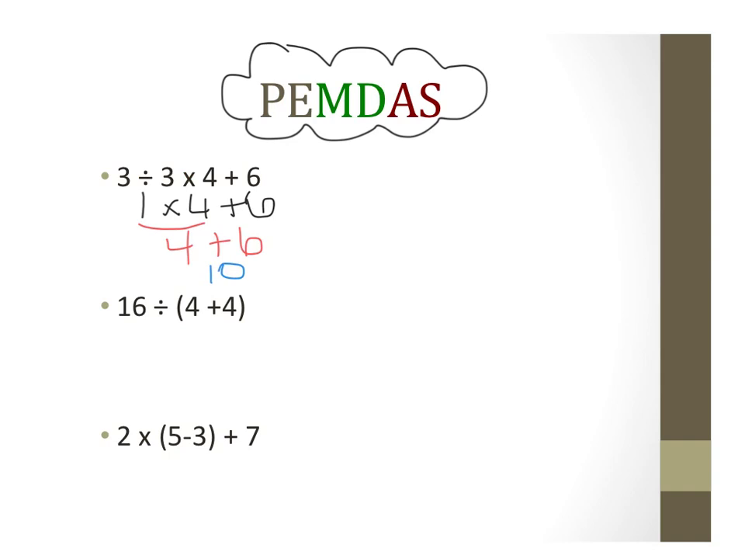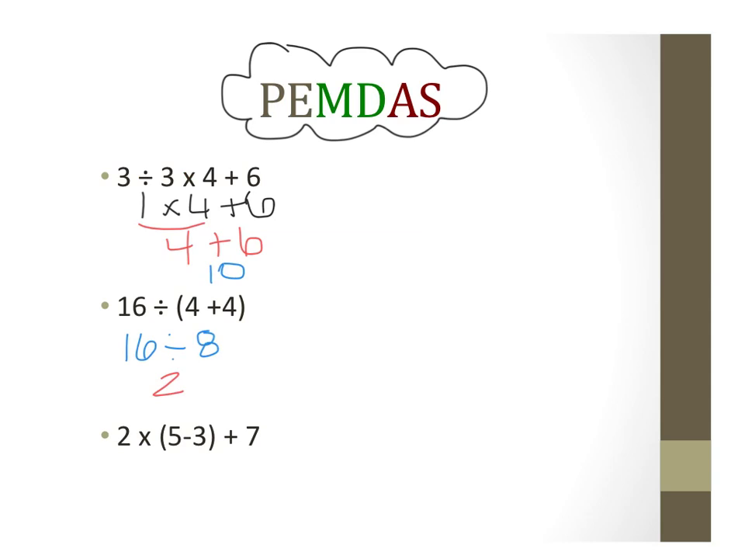Let's check out another one. Start thinking about PEMDAS. P, are there any parentheses? In this case, there are. 4 plus 4. Well, 4 plus 4 is 8, so I'm going to write the value underneath it and fill in the rest of the problem. So now I have 16 divided by 8. Because that's all that's left to do, 16 divided by 8 is 2. I've evaluated the numerical expression.